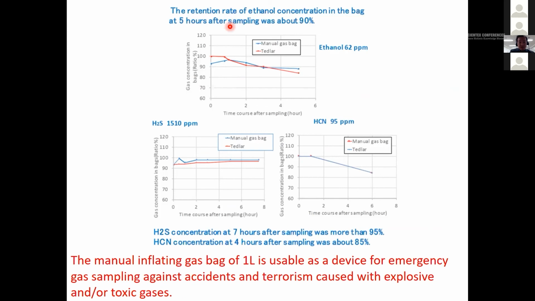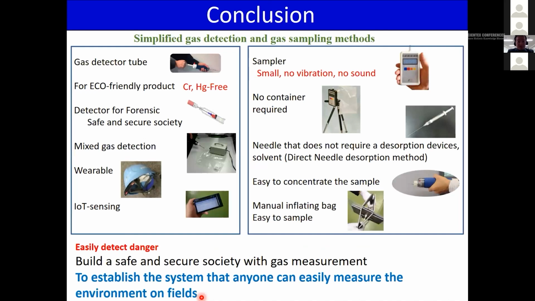This shows the retention rate of various gas concentrations in the bags several hours after sampling. This is ethanol, hydrogen sulfide, hydrogen cyanide. The blue line shows our method. The red line shows our conventional gas bags. The manually inflated gas bag is usable as a device for emergency gas sampling against accidents and terrorism caused by explosive and toxic gases.